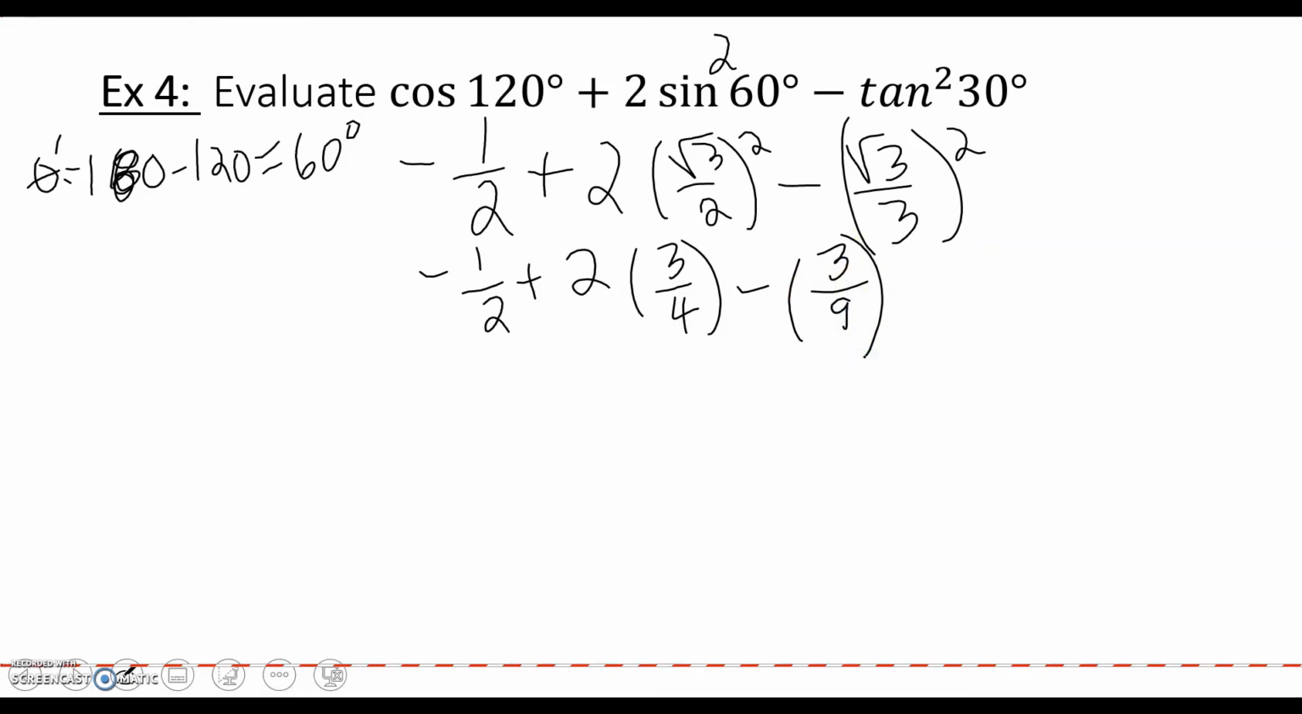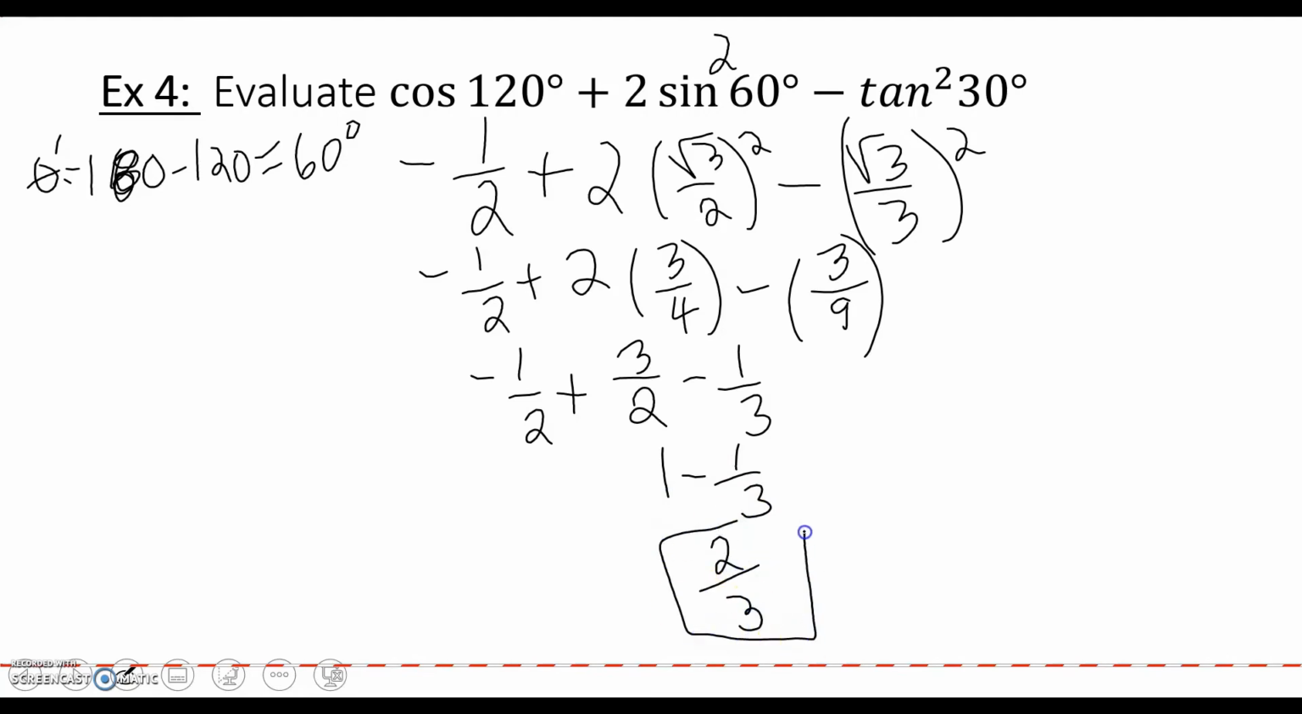And so now we want to simplify this. We get -1/2 plus 2 times 3 is 6. 6 divided by 4 reduces to 3/2. And then 3/9 reduces to 1/3. All right, -1/2 plus 3/2 is 2/2, which is 1. So you end up with 1 minus 1/3, which is equal to 2/3. So all of this evaluates into 2/3.